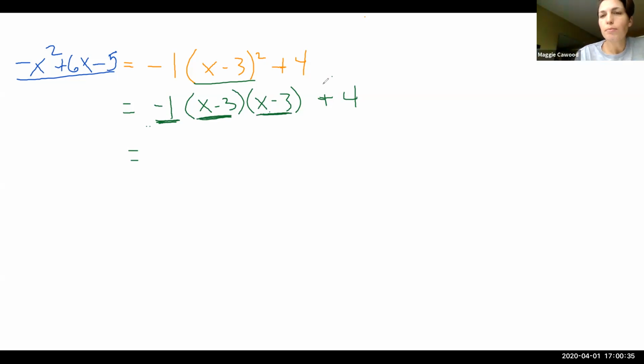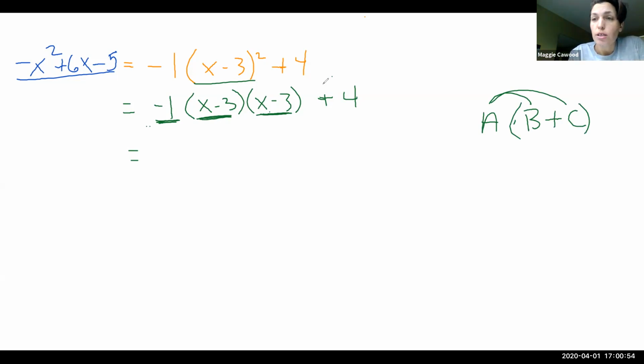And sometimes students want to do this. If I say a times b times c, sometimes students say, oh, I want to multiply a times b and a times c. We need to be careful because that is true if we were doing distributive property, a times b, a times c, if it's a sum of 2 different terms. But if it's just a times b times c, then really what we need to do is multiply a times b, and whatever that result is, we're going to multiply that times c, right?